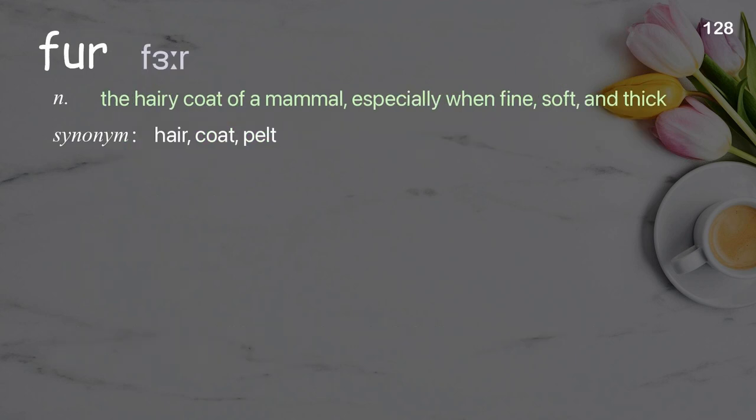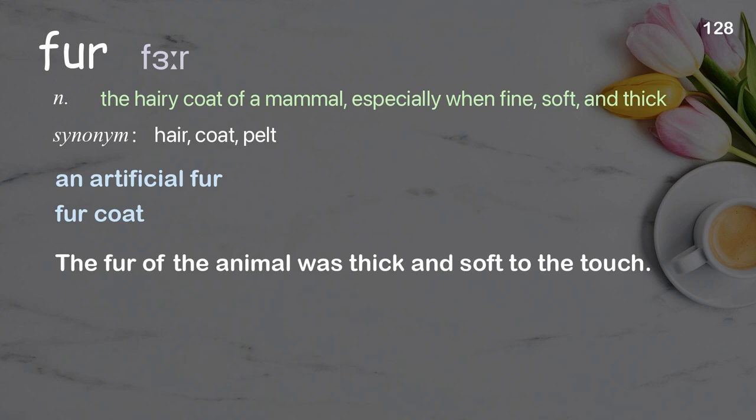Fur. The hairy coat of a mammal, especially when fine, soft, and thick. Examples. An artificial fur. Fur coat. The fur of the animal was thick and soft to the touch.